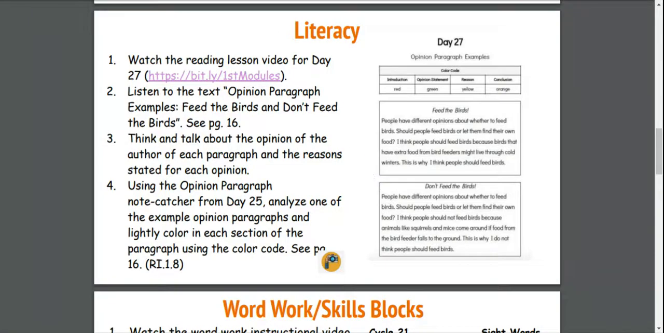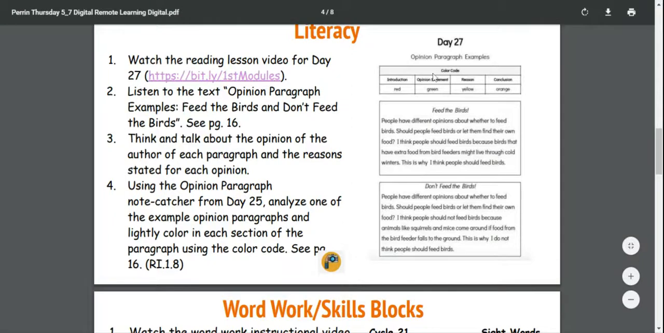Now, you go back to day 25, that would have been today's day 27, so that would have been Tuesday. So look at Tuesday's slide and you'll get that. So here's the opinion paragraph examples you're going to do. Here's the opinion, feed the birds, this lady's opinion. Here's don't feed the birds, and this is why this person's opinion is to not feed the birds.